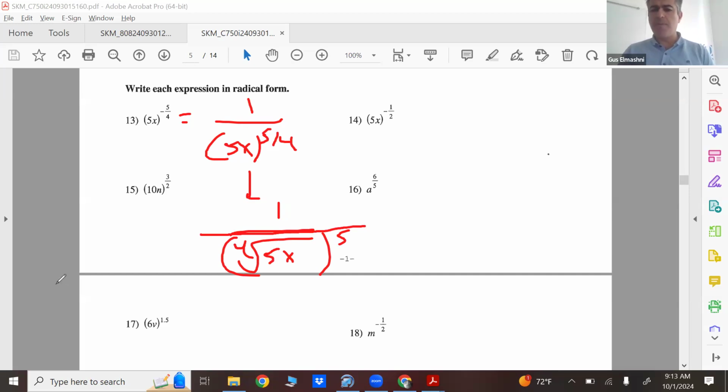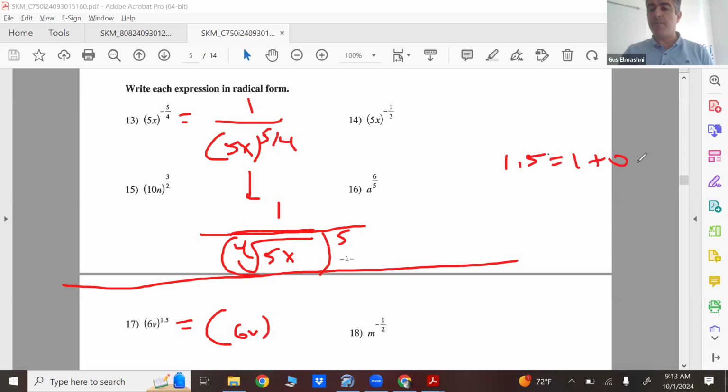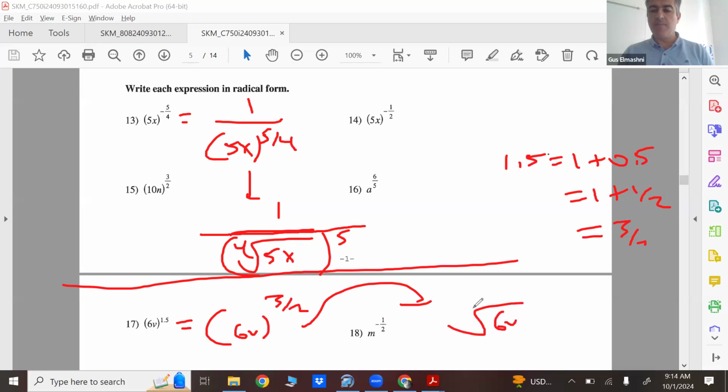Let me do one more. Let's do number 17. You have 1.5. What's 1.5 as a fraction? If I change it to a fraction, 3 over 2. Right, because 1 plus 0.5, or 1 plus half, which is 3/2. Thank you. So you have that, and you work it out. Square root of 6v cubed. By the way, you could do 6v cubed first if you wanted to, then square root it afterwards. But it's better to root than do the cube afterwards. So I'm hoping the repetition will help, so you guys start seeing the patterns.